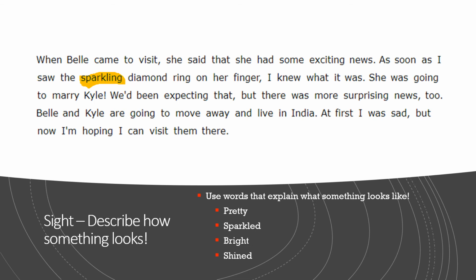So the author or writer uses the word sparkling to describe what the diamond ring looks like. It makes you envision what the ring looks like and how it pops when it sparkles in the sun.